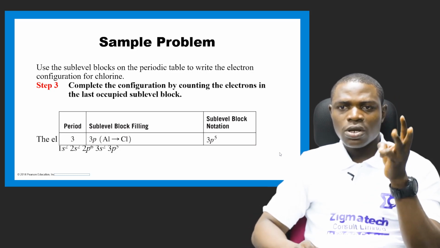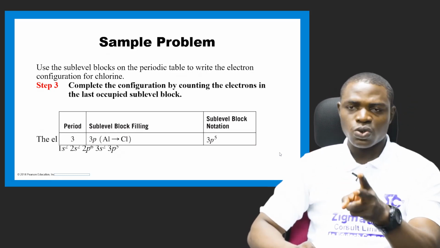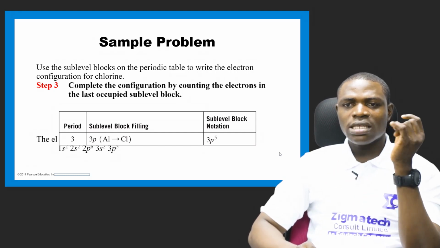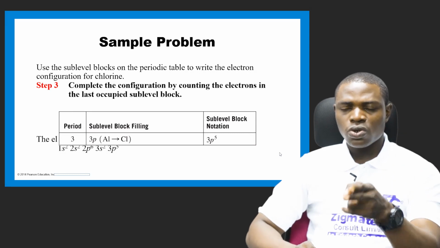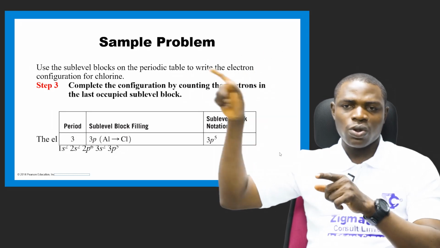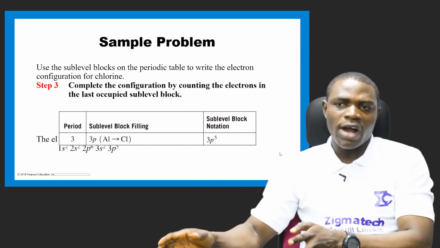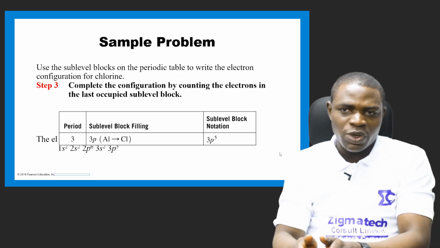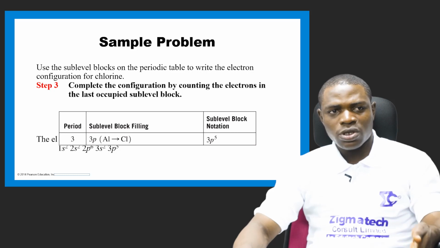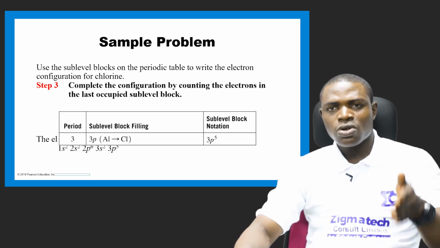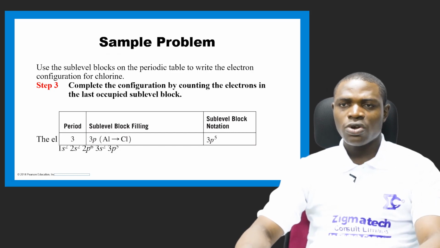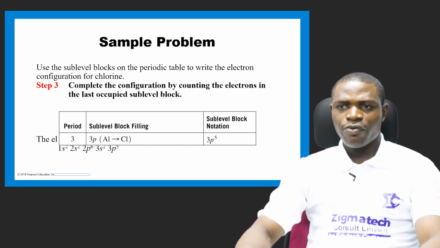1s2, that means 2 electrons. 2s2, that's 2 electrons. 2 plus 2 is 4. 2p6, that's 6 electrons. 4 plus 6 is 10. Then 3s2, 10 plus 2 is 12. Remember, we got the atomic number for chlorine, 17. 17 minus 12 will give us 5. So what we need to do is just write 3p and put the 5. That is how it is done. So we have followed step 1, step 2, and step 3 sequentially in order to solve a problem on electron configuration.